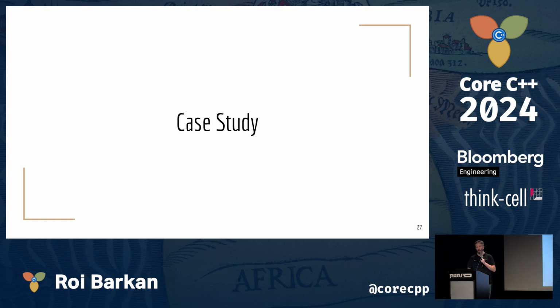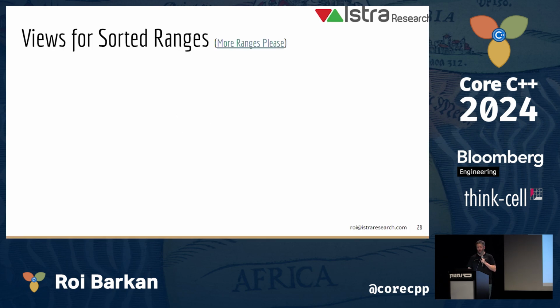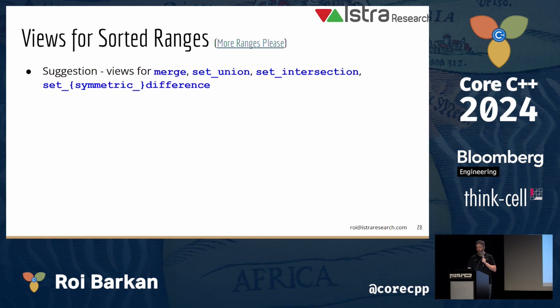And I want to talk a little bit about my own case study, which was trying to create views for sorted ranges. I want to create some views when the inputs are sorted and the outputs are things that can be done only when the information is sorted. So for example, merge or set union or set intersection or set symmetric difference are algorithms in the STL that can work in an eager fashion, but actually those are all operations that can be done in a lazy fashion, step by step. If I have 2 sorted ranges, I want to generate just the set union or just the merge, I can do it one by one in every plus plus operation.